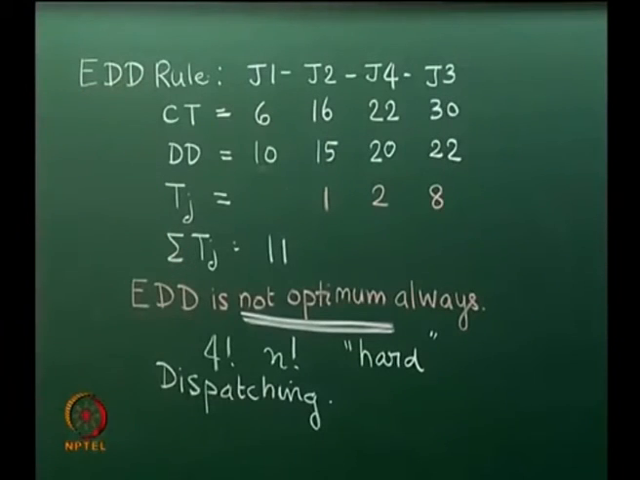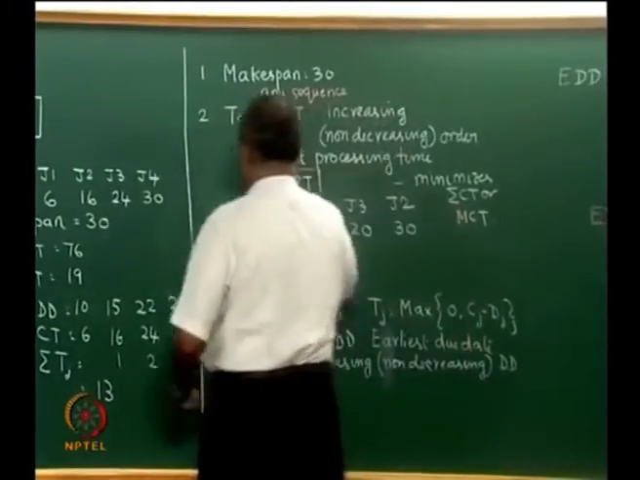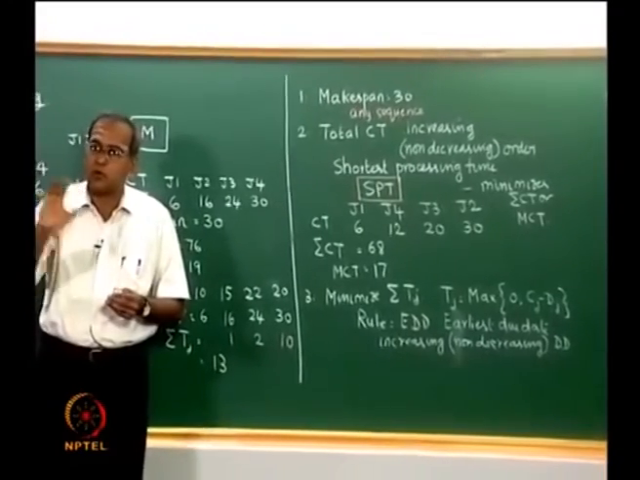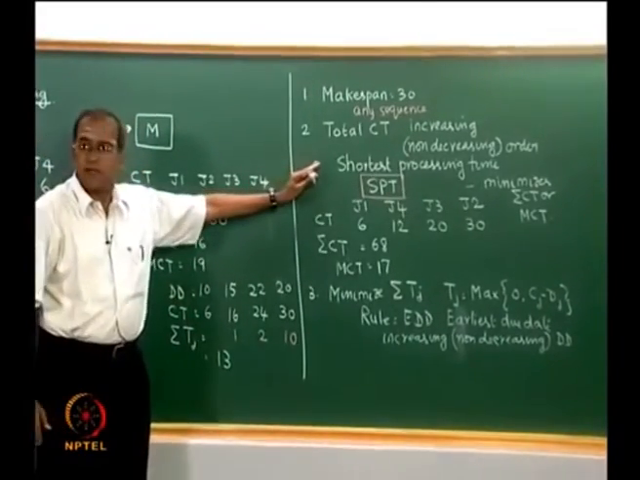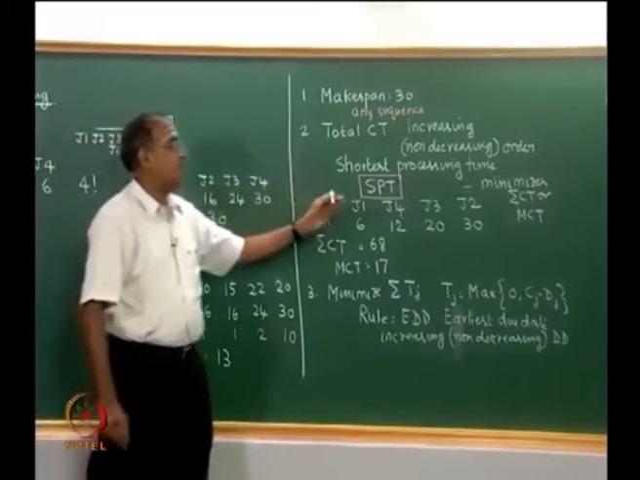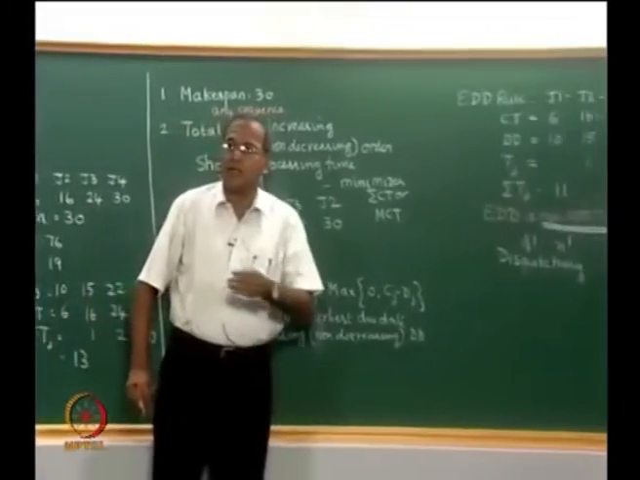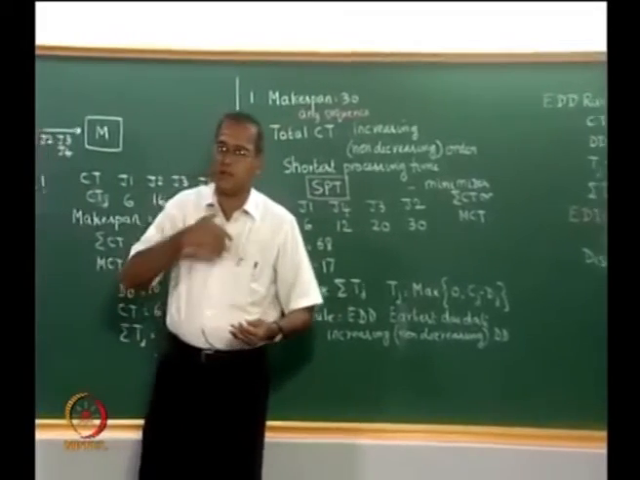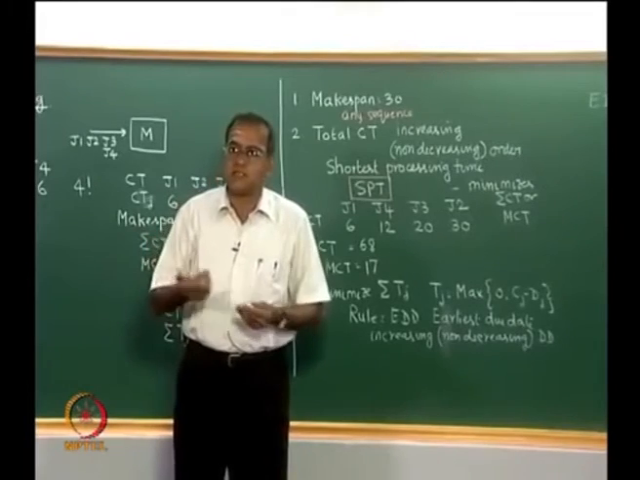Earliest due date is one such popular dispatching rule, though earliest due date does not guarantee the optimum solution in the case of single machine tardiness minimization. Now, we have seen 3 objectives with respect to single machine problems, and at the end of it 2 very important rules have come out. One is called the SPT rule, the shortest processing time rule, the other is called the EDD rule, the earliest due date rule. These 2 rules are also going to be used in later scheduling problems such as job shop scheduling.